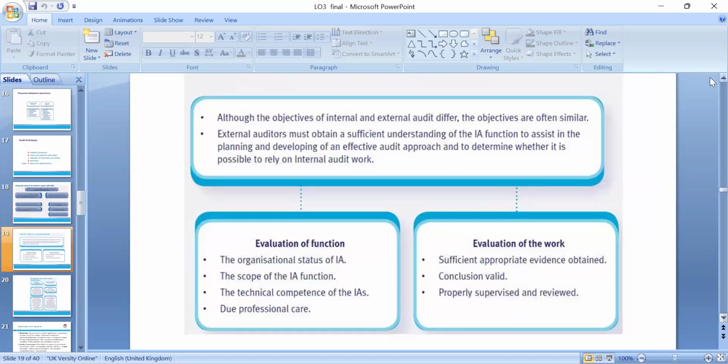So with these, although the objectives of internal and external audit differ, the objectives are often similar. External auditors obtain sufficient understanding about the internal audit function, which assists in planning and developing an effective audit approach and in determining whether it is possible to rely on the internal audit work, evaluating the function and organization status, the scope, and the technical competencies, due to sufficient appropriate evidence. We need conclusions to be valid, and work properly supervised and reviewed.